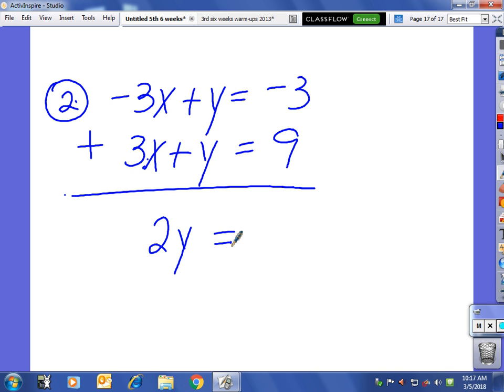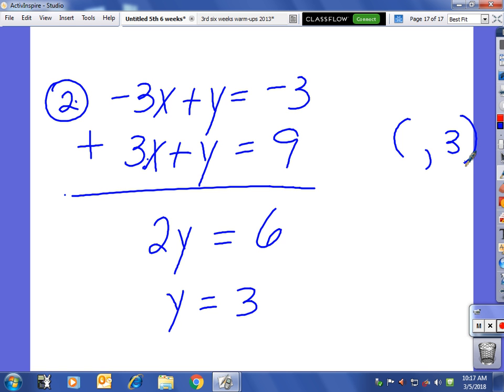2y equals 6. So y equals 3. Am I done? No, I have found half of my answer. This time I found the y value first, not the x value. How do I find the x value? I plug in a 3 for y into either of the two equations up here.